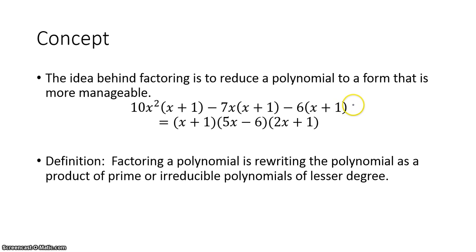The first polynomial we can rewrite in the second form, which we would think of as our factored form. Now, factoring is rewriting the polynomial as a product of prime or irreducible polynomials of lesser degree. So notice that when we factored this polynomial up here, this first term in the product is degree 1. Same as the second, same as the third. They're all of degree 1. So if you can rewrite a polynomial as a product of degree 1 terms, then you're done.